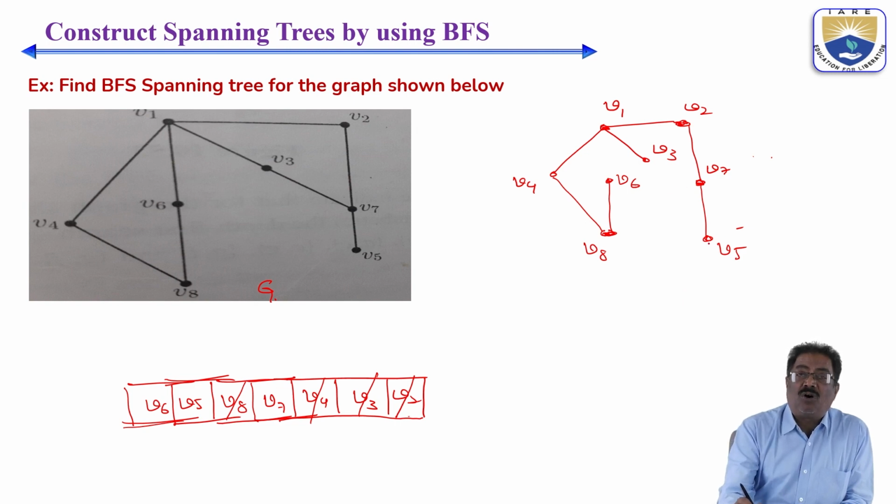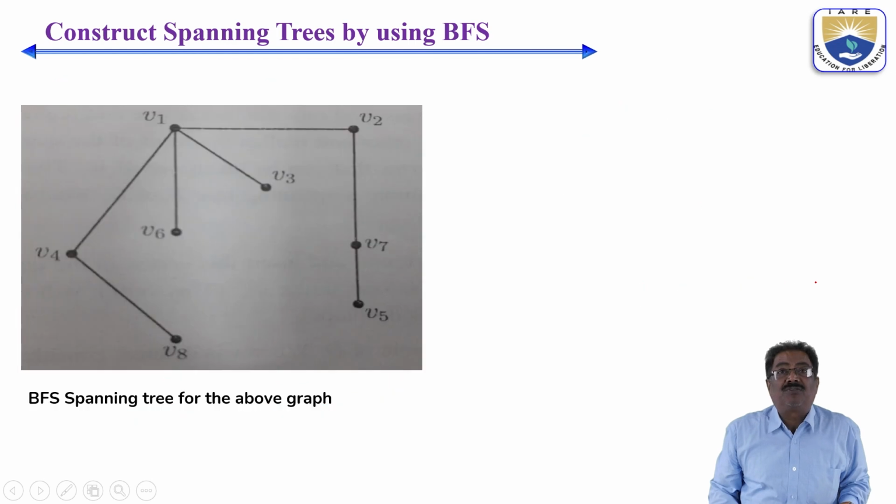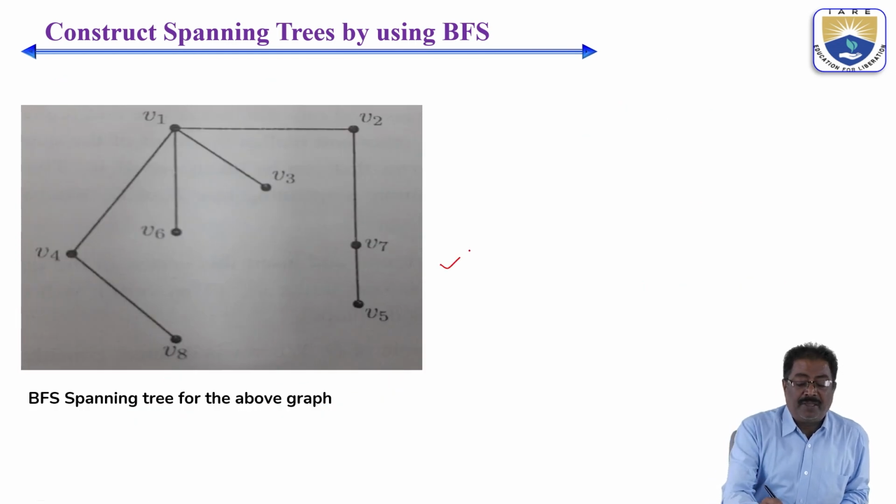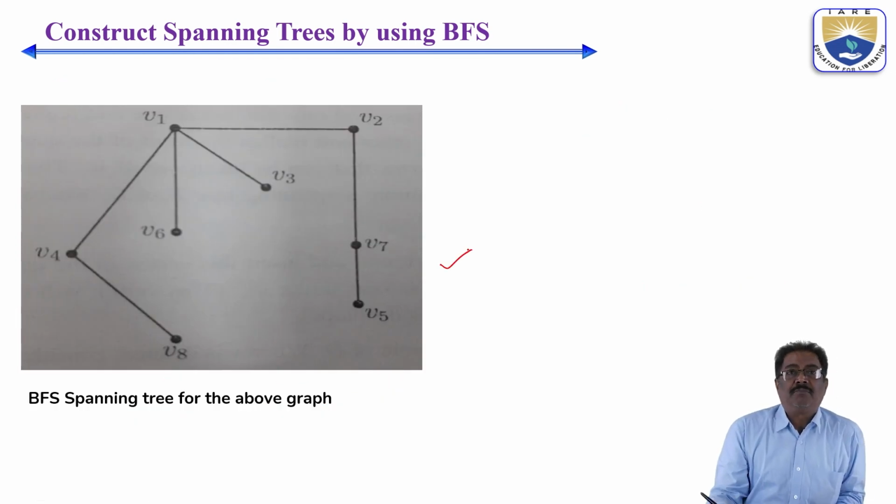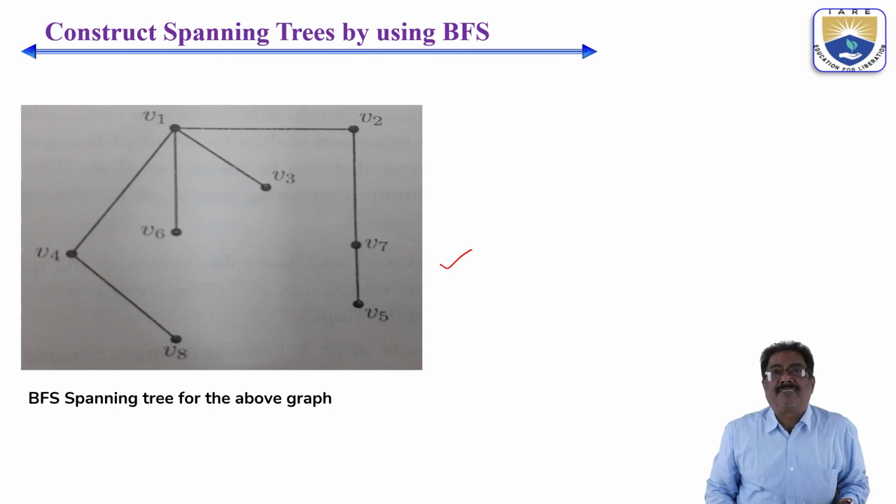V5 has no adjacent vertex, so remove it from the queue, and then V8. V6 also has no adjacent vertex. So this is the required spanning tree by using BFS. So we have the BFS spanning tree, which is this.